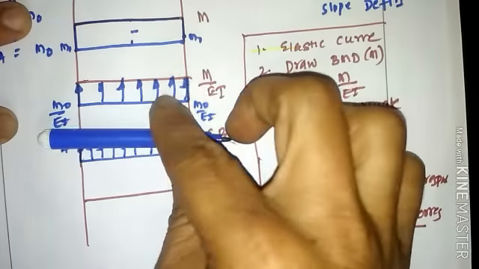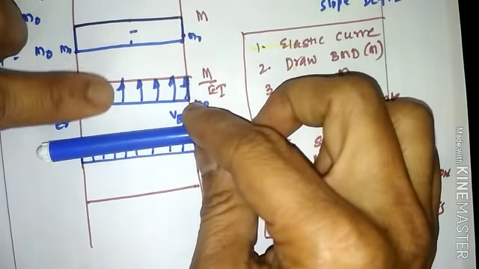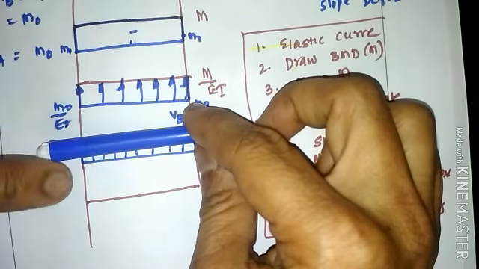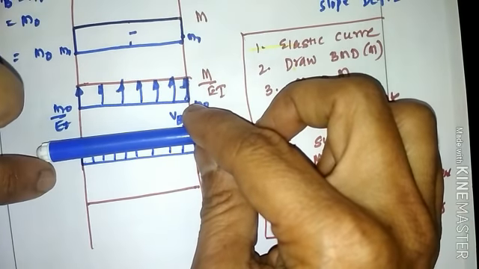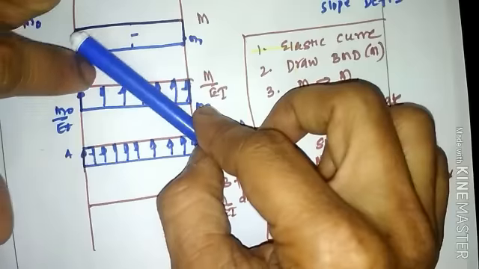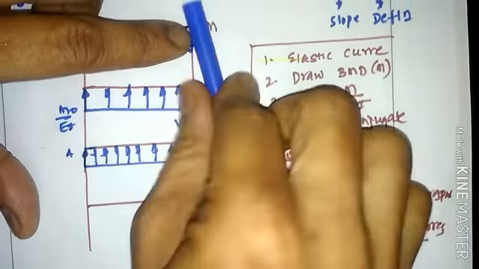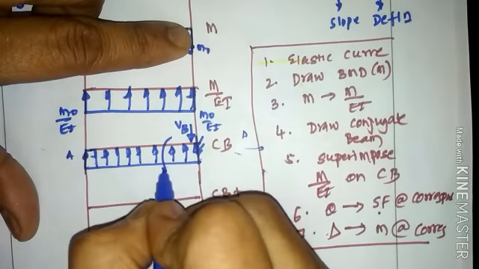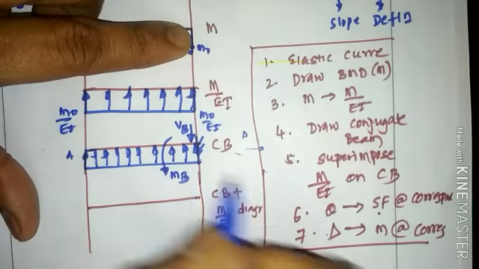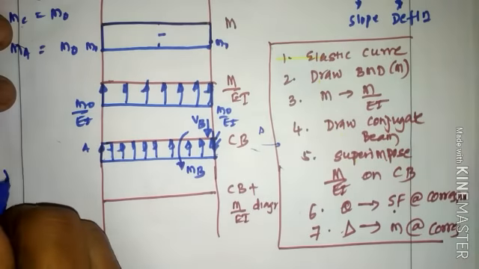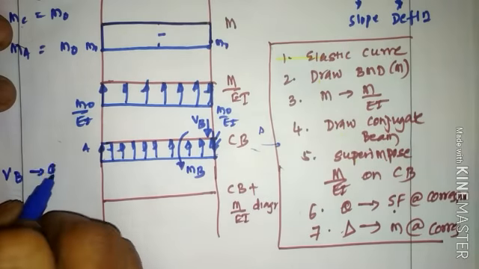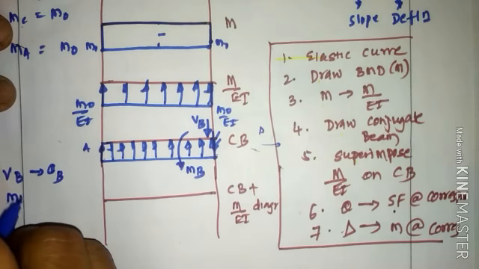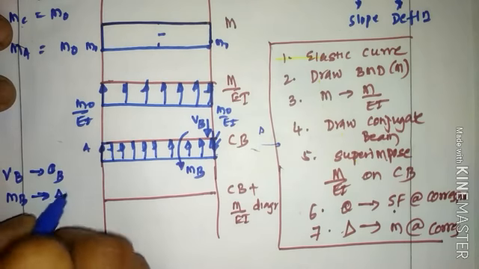Likewise, if we consider the direction of rotation, here B is fixed on the conjugate beam, and we are going to refer to the conjugate beam. So this particular loading will try to rotate in the clockwise direction, and the rotation resistance has to be in the anti-clockwise direction. That itself will be MB. So the calculation of VB itself will be called theta B, and the calculation of MB itself will be called delta B.